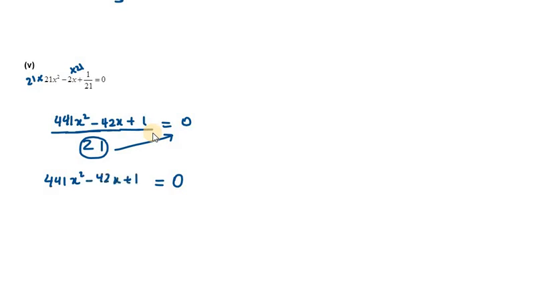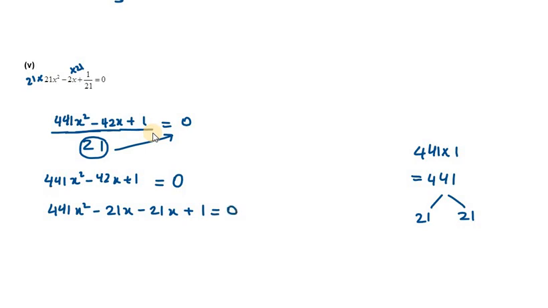Now what you need to do is split the middle term using 441 and 1. So 441 into 1 is 441. Now you need to split 441 such that you can make minus 42. We know that 441 is the factor of 21 and 21. So we can write 441x² minus 21x minus 21x plus 1 equals 0.